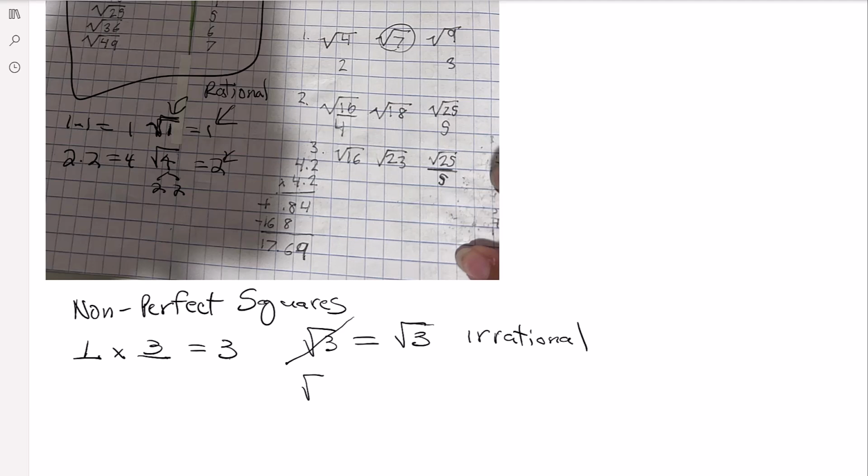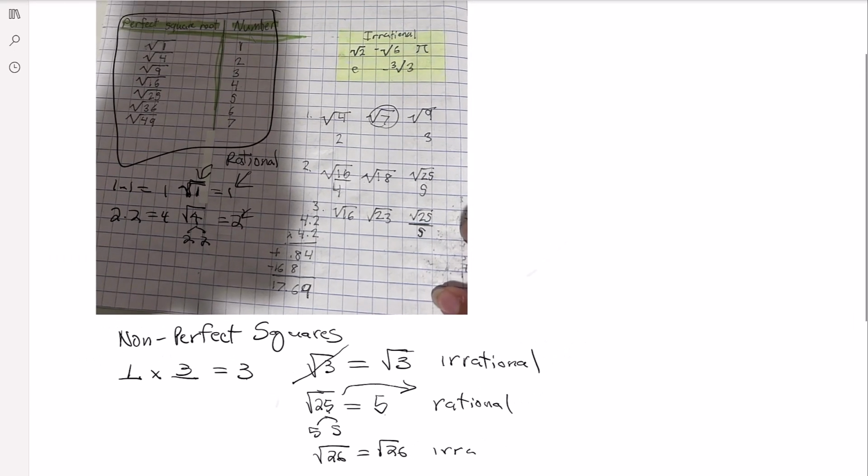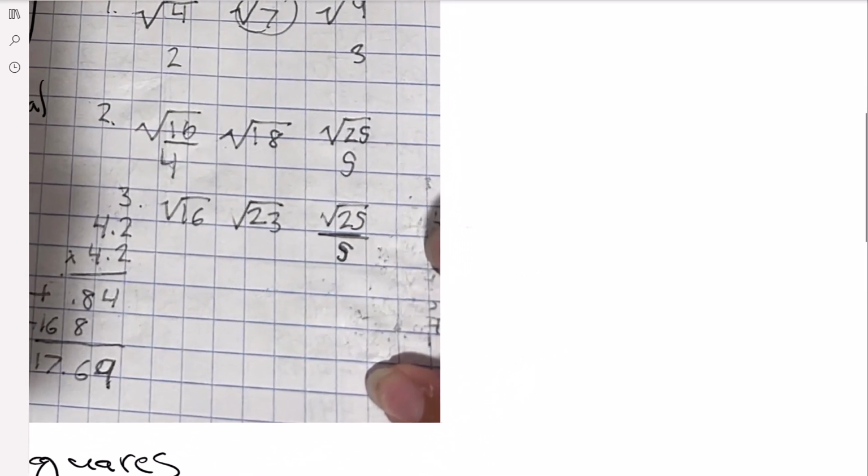So, for example, the square root of 25, well, 5 times 5, right? But the square root of 26 doesn't simplify. So the square root of 26 is irrational. But since the square root of 25 simplifies, that's a rational number. Now, this gets more complex later, so let's see what we have here.